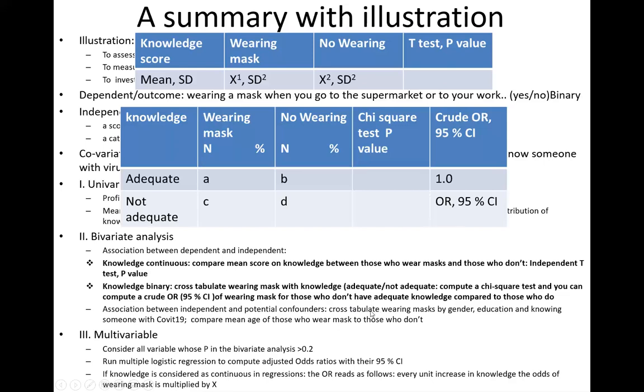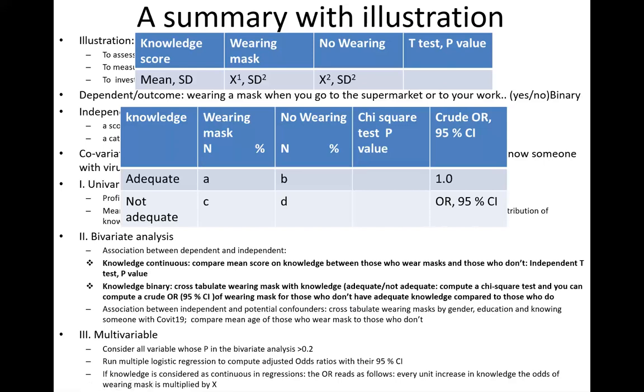So here I said cross-tabulate wearing mask by gender, education, and knowing someone with COVID, and compare the mean age of those who wear masks to those who don't. Again, I will not go over the lecture again, just to say that what I did is association with the dependent, but you can as well do association between your independent, knowledge, and the potential confounder. In the multivariable analysis, you consider all variables whose p in the bivariate was, again, less than 0.2.